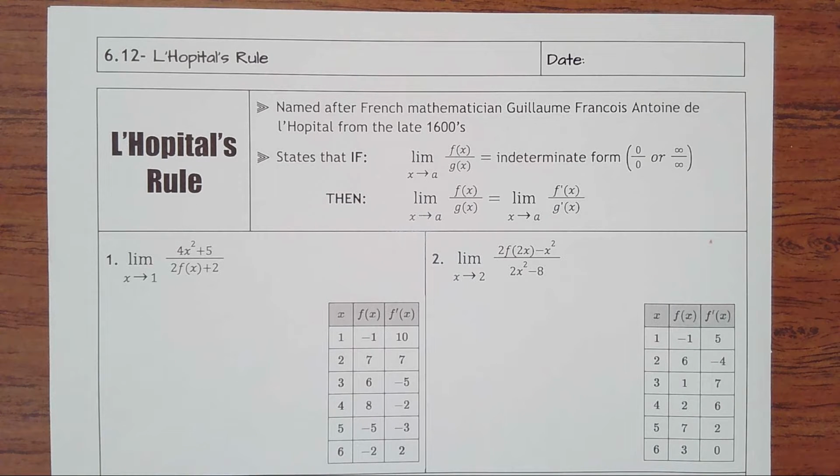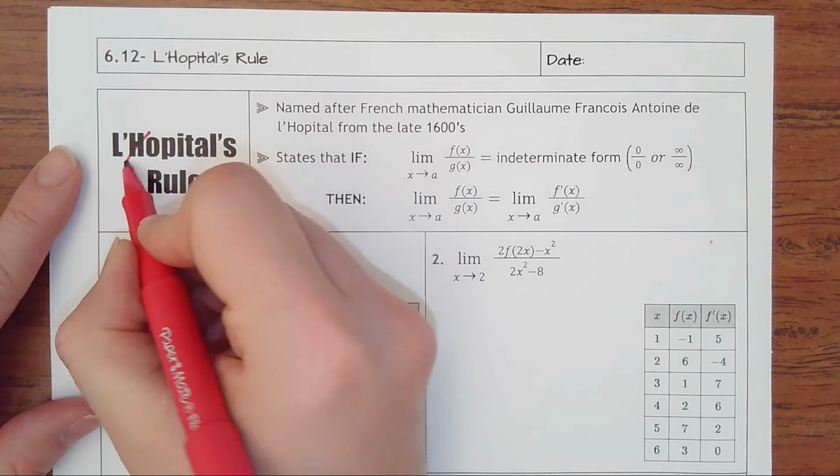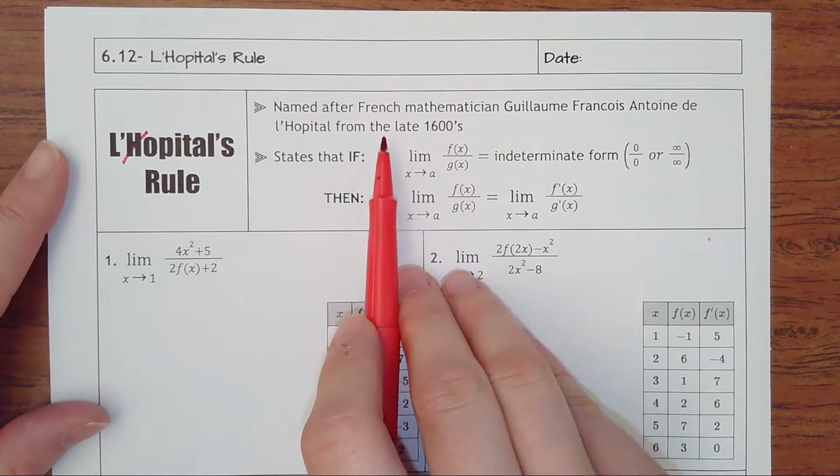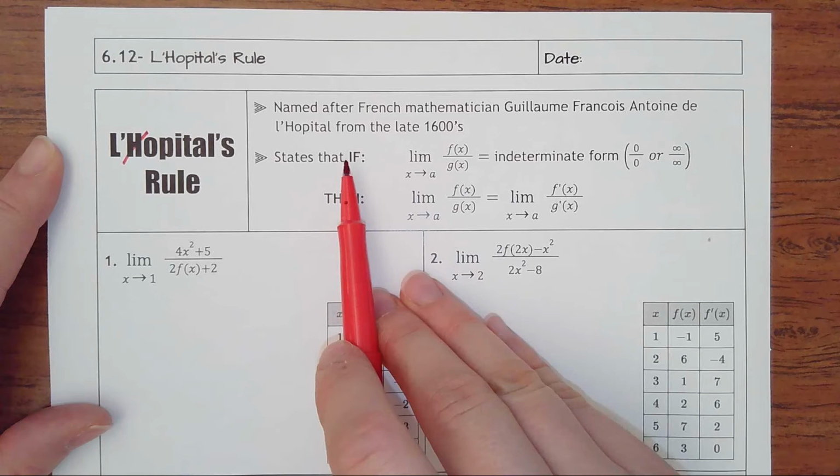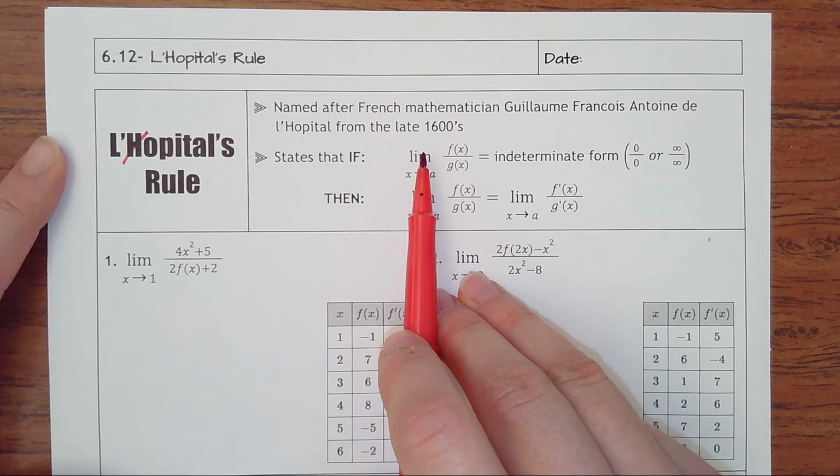Lesson 6.12. I love this guy's name. You say L'Hôpital's rule. We always joked and called it Little Hospital because that's how it looks, but it's L'Hôpital. So really the H is silent. This was named after a French mathematician. I'm not even going to attempt to say his name, but he was from the late 1600s.